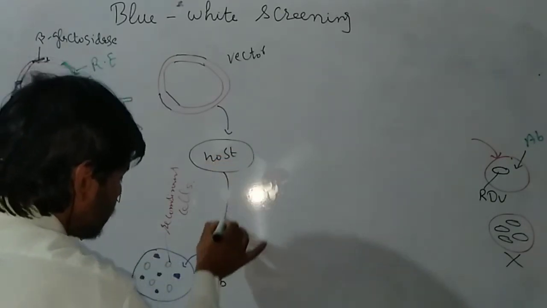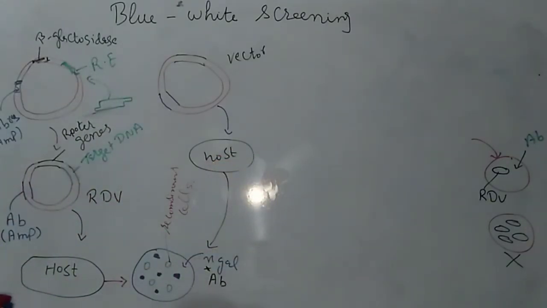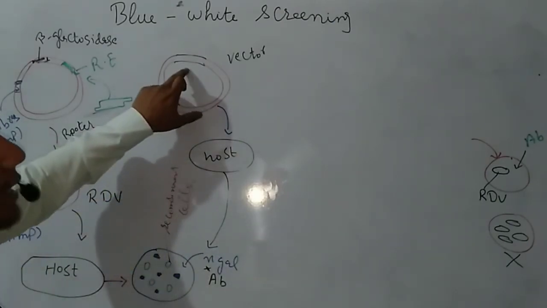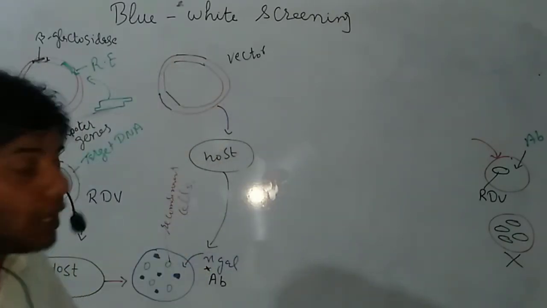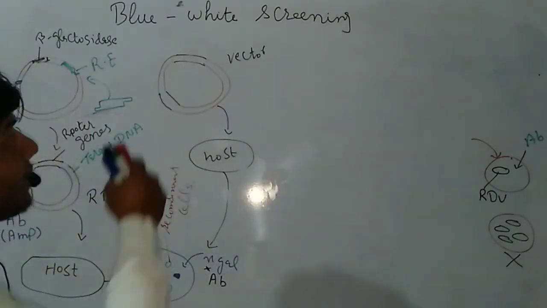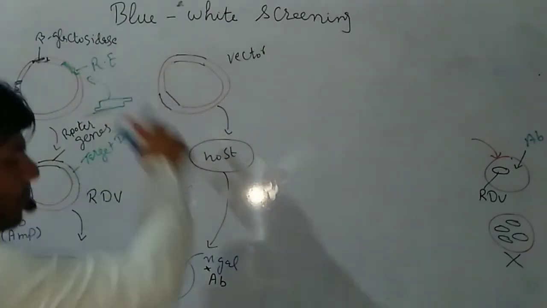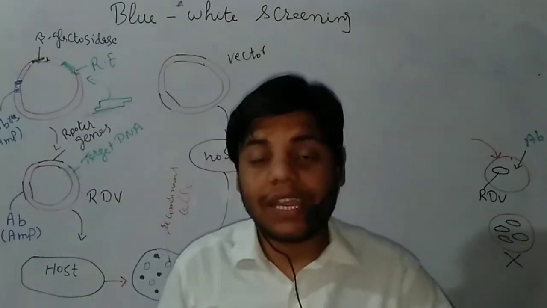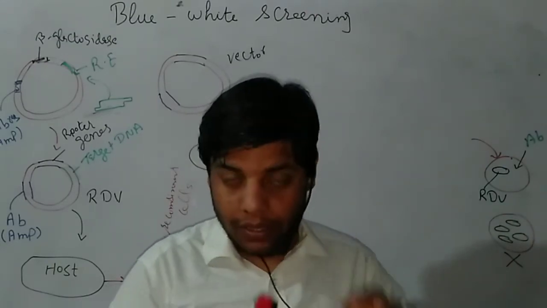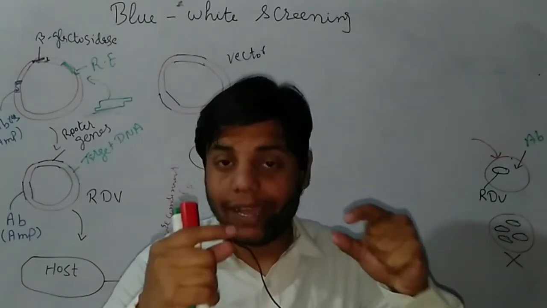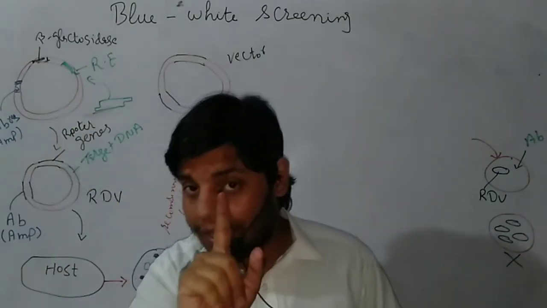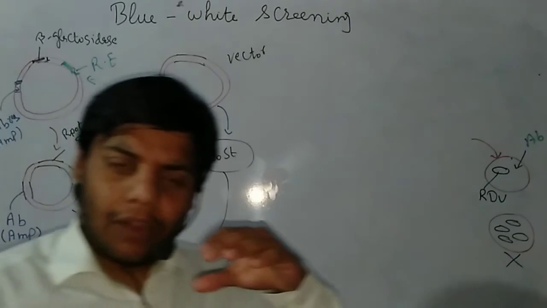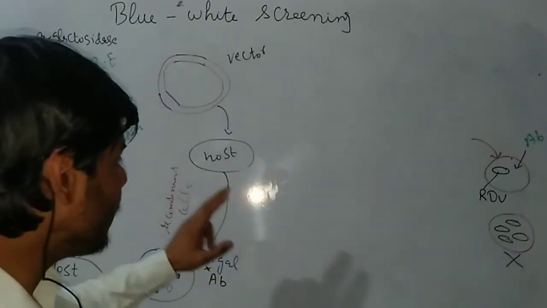When we insert this vector into the host cell, and when we grow this host cell into the media, then what actually happens? We get the blue colony. Why? Because the gene is not disrupted and this gene is activated. Now when the gene is activated, then what actually happens? This beta galactosidase is always present in the lac operon area, and lac operon can actually produce the beta galactosidase. Usually lac Z genes can produce beta galactosidase.